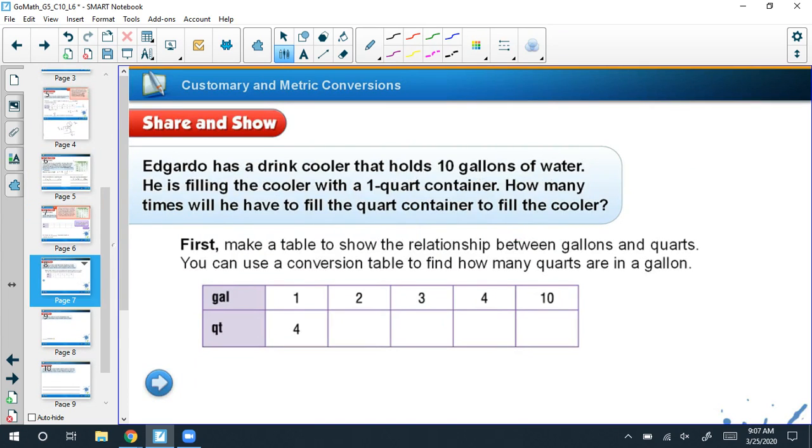We're going to look at just 1 or 2 more. Here we have Eduardo, and he has a drink cooler. It holds 10 gallons. He's filling the cooler with 1-quart containers. How many times will we have to fill the quart container to fill the cooler? So our question is, how many times is he going to have to fill the quart container to fill the cooler? We know that the cooler holds 10 gallons of water and that our container is only 1 quart.